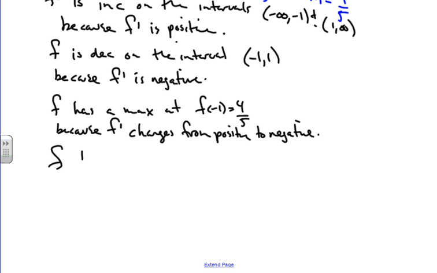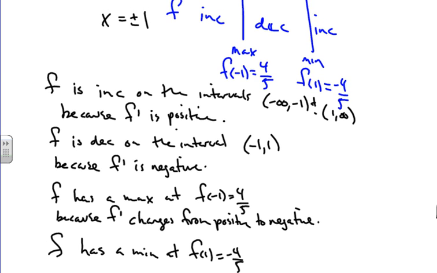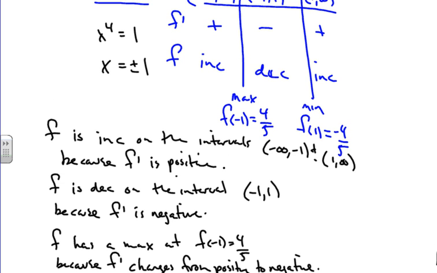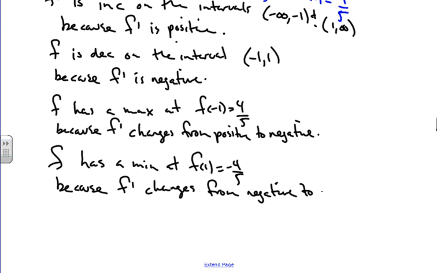And then we have f has a min at f of 1 equaling -4/5. And the reason for that one, as you can see up here, is that f prime changes from negative to positive.